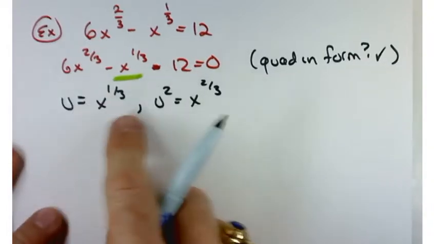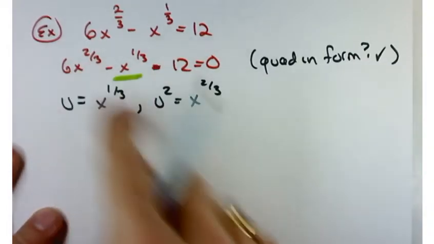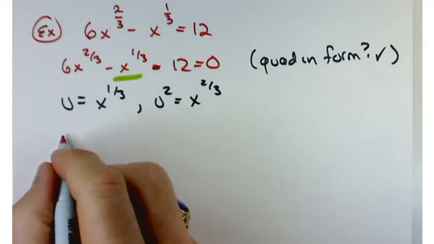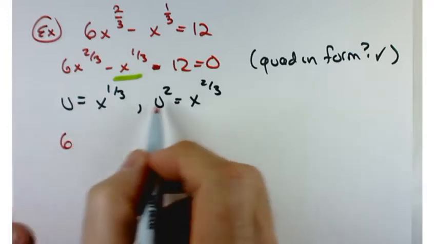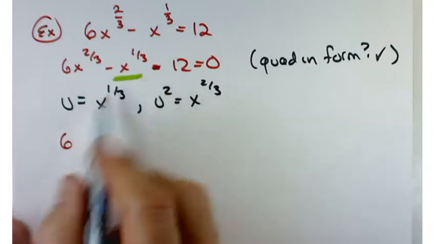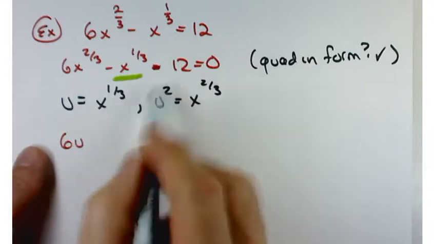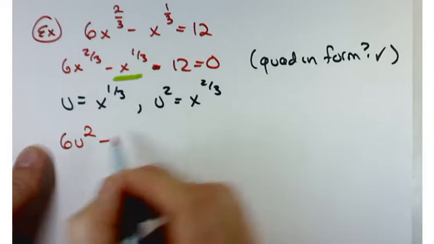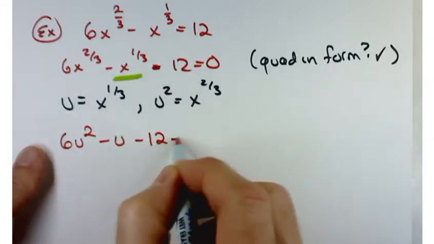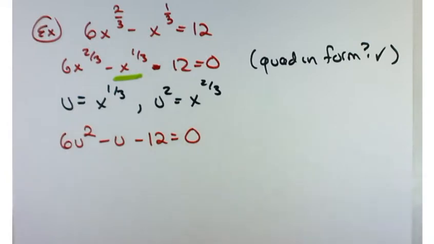Stephanie, let's put these terms into this equation. What's that going to result in? What's my new equation going to be? 6u squared. Perfect. 6u squared minus 12 minus u equals 0.